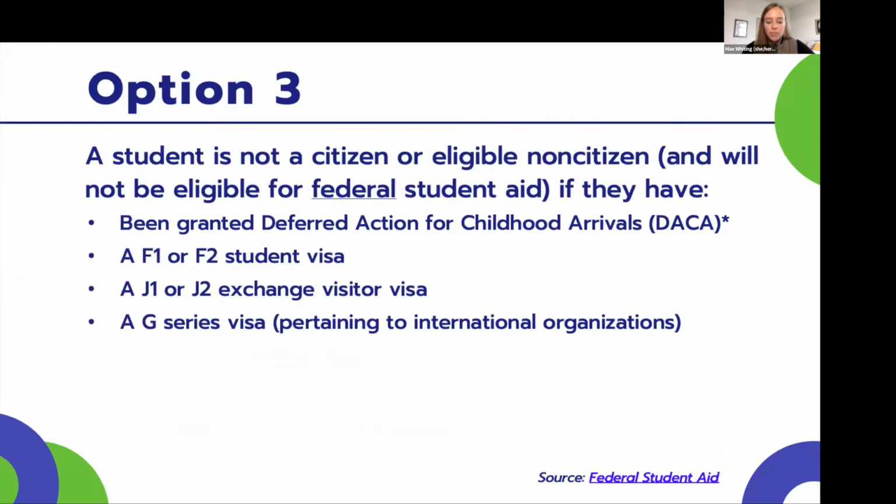Now, option 3. A student is not a citizen or an eligible non-citizen, meaning they're not going to be eligible for federal aid. This might apply to the following people: those who have been granted deferred action for childhood arrivals or DACA, an F1 or F2 student visa, a J1 or J2 exchange visitor visa, and a G series visa that pertains to international organizations. So these folks are not going to be eligible for federal aid, but like with the first bullet, some students who have been granted DACA do have a social security number, so they can complete the FAFSA to determine eligibility for state institutional aid where applicable.